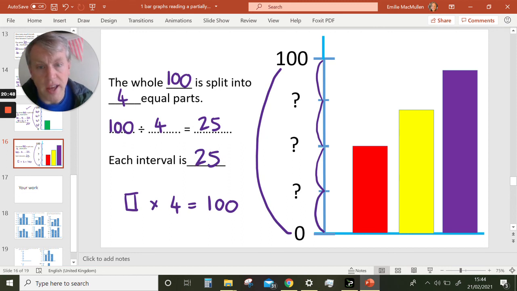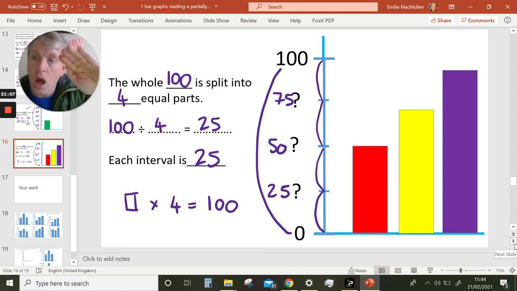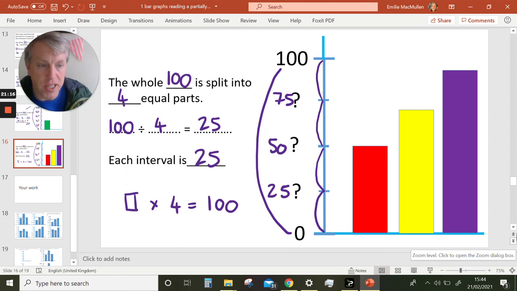So let's try counting in 25s. 25, 50, 75, 100. Okay, so I hope you have the idea that we've got to divide the whole amount by the number of intervals, and we will find what each interval or each increment is worth.